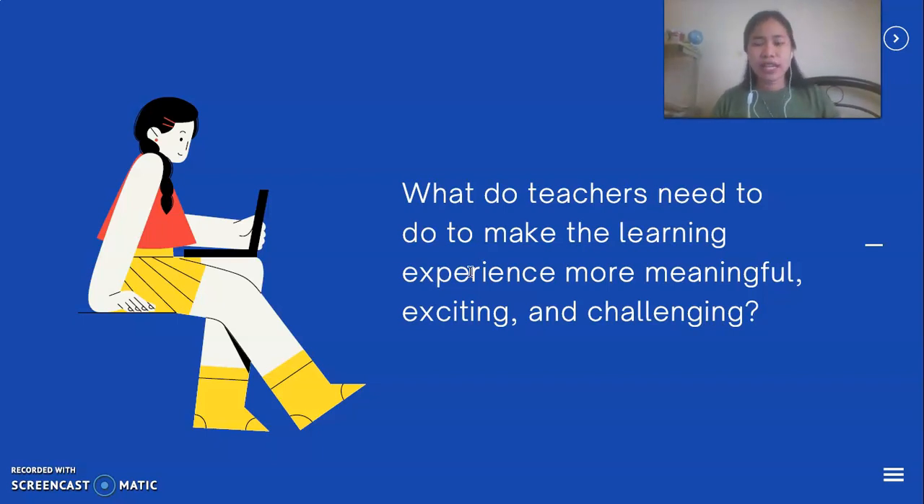Okay, next question is, what do teachers need to do to make the learning experience more meaningful, exciting, and challenging? So what do teachers need to do? Well, of course, as we are talking already about the lesson plan, teachers need to carefully plan and design the lesson and teaching environment. So why do we, as teachers, need to carefully plan and design our teaching and learning environment?